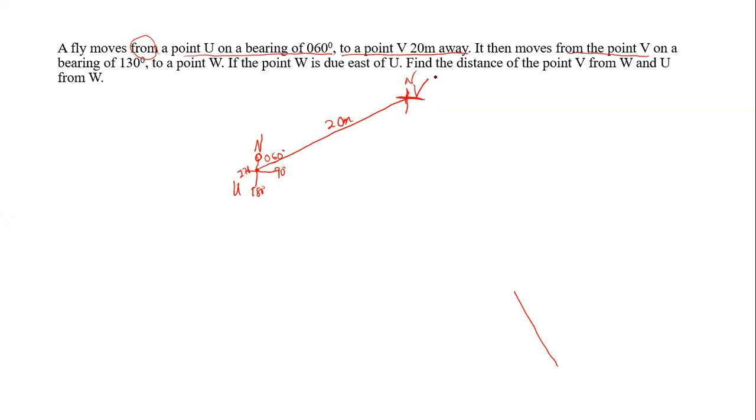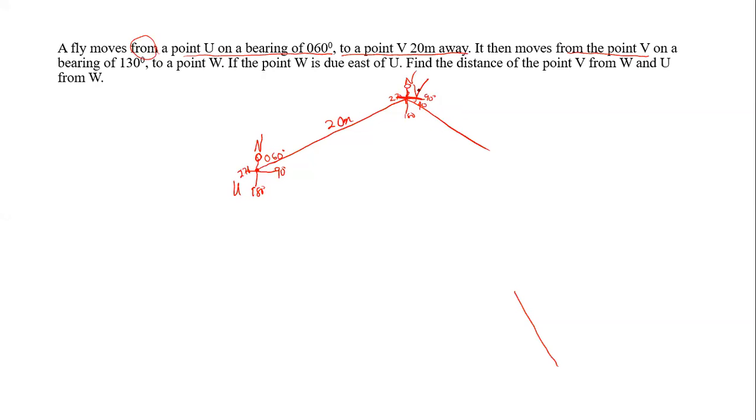So this is V. What is the bearing? 130 degrees. So you also measure, this is 90, this is 180, this is 270. In this case, 130 will be immediately after 90. What do I add to 90 to give me 130? I will add 40 to it. So 40 should be somewhere here. So I've added 40 to that 90 to make it 130.